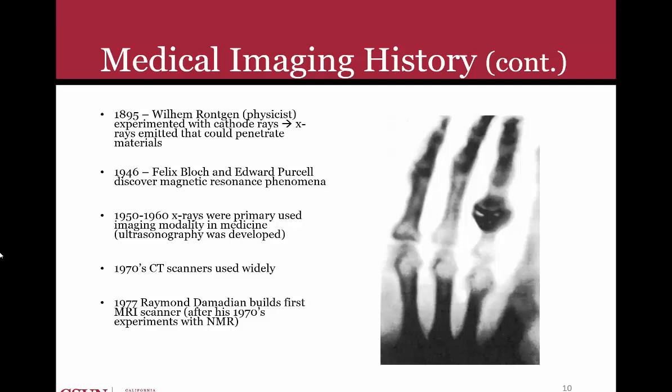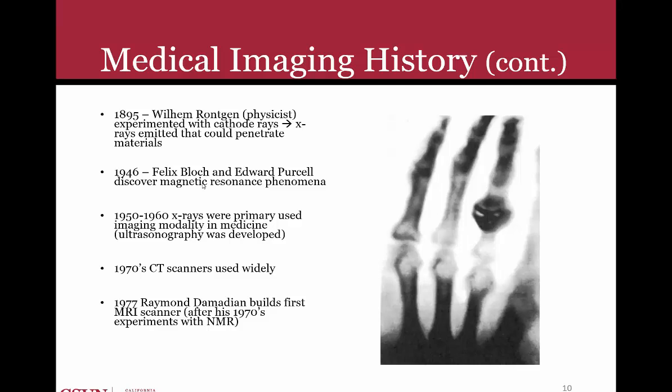Okay, some more history. In 1895, a physicist by the name of Röntgen experimented with X-rays that could penetrate materials. This was the first time that X-rays had been used. Actually, sorry, he imaged his own bone in this case. Sorry, I got confused. I kept thinking this was a Curie picture, but it's not.